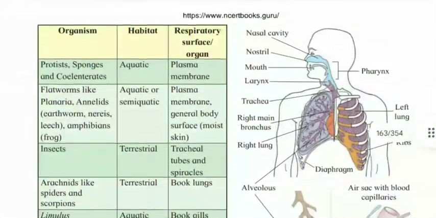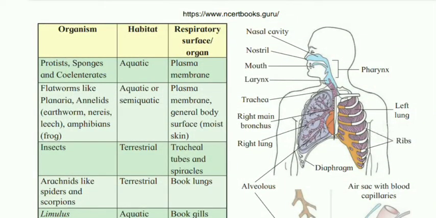Now see the table given: organisms, their habitat, and respiratory surface or organ. So protists, sponges, and coelenterates are aquatic organisms, and they respire through plasma membrane. Then we have flatworms like planaria, annelids, amphibians, etc. These are aquatic or semi-aquatic. They respire through plasma membrane. General body surface is moist skin.